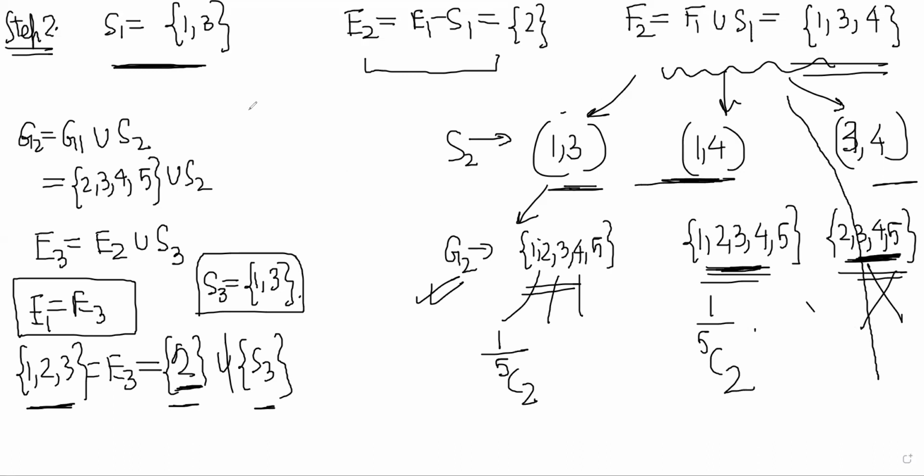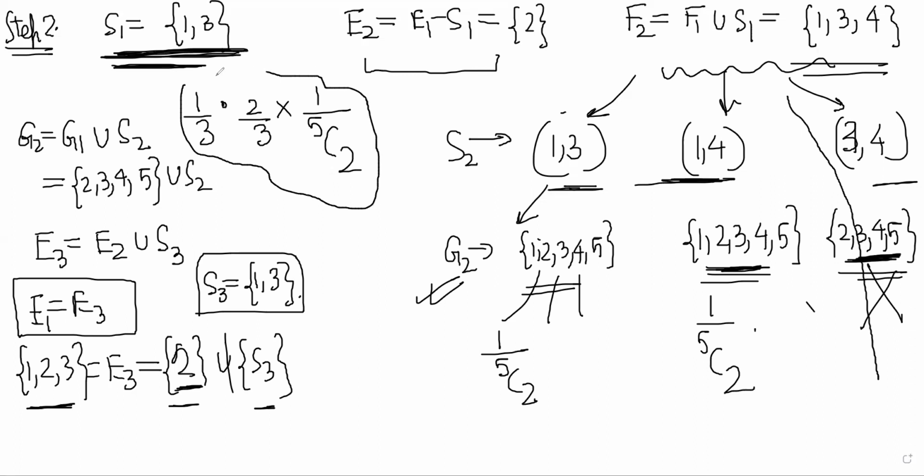So the final probability in this case would be 2 by 3 into 1 by 5C2 and 1 by 3 overall, because we started off with this 1 by 3 probability of selecting this, right? So here the answer for these cases will come out to be 1 by 10 here, and this is 2 by basically 90, right? 2 by 90 is the probability of getting E1 equal to E3 if your S1 initially was chosen as 1, 3, right? So keep that number in mind, and we'll go to the third possibility, right?